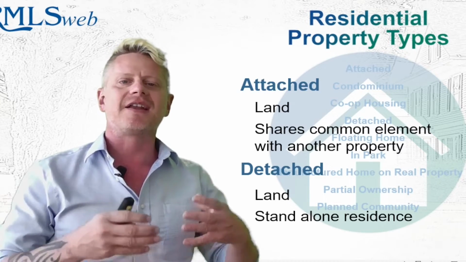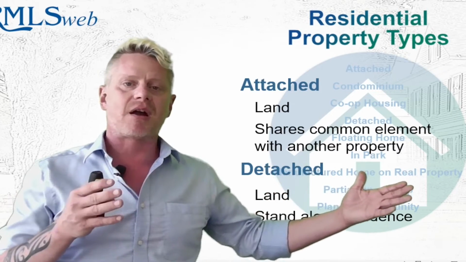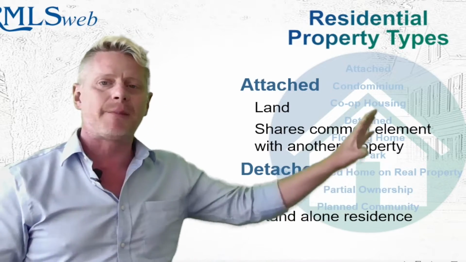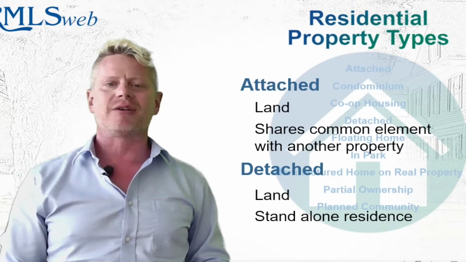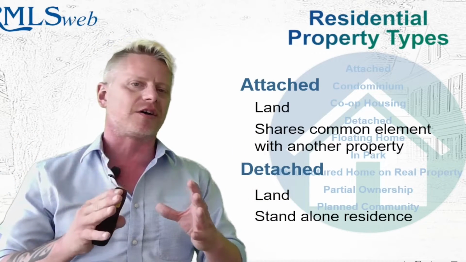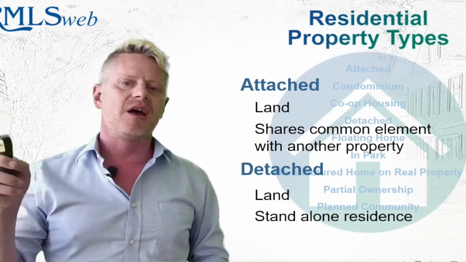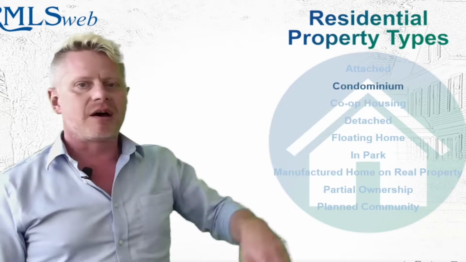garage, and that is nothing. It doesn't matter if the garage is attached to the home, attached by a carport, separated by 15 feet, in the back 40, or if there is no garage whatsoever. It doesn't matter. Neither of these property types have anything to do with the garage, only with the proximity to another property. Next, let's take a look at condominiums.